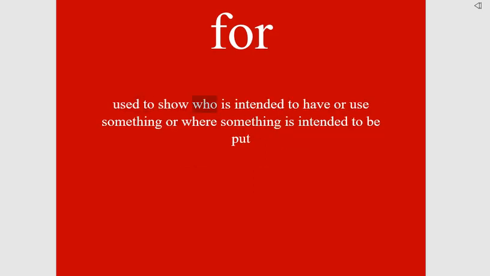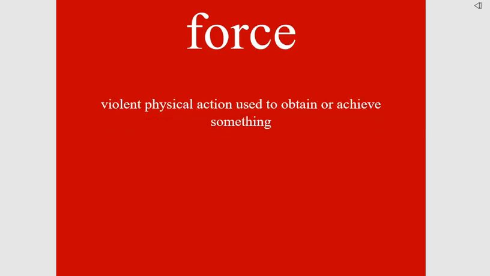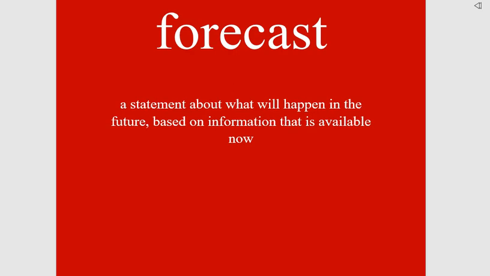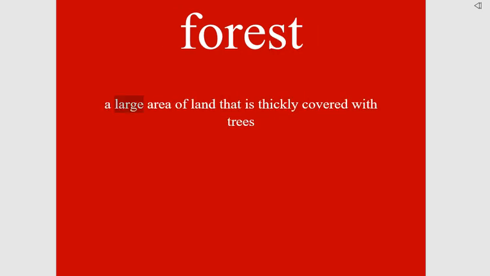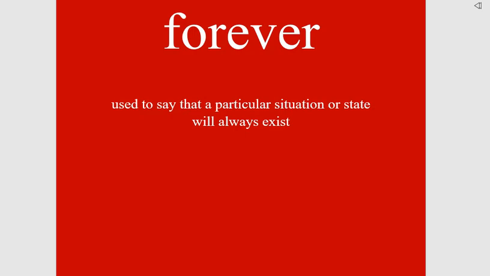For. Used to show who is intended to have or use something or where something is intended to be put. Force. Violent physical action used to obtain or achieve something. Forecast. A statement about what will happen in the future, based on information that is available now. Foreign. In or from a country that is not your own. Forest. A large area of land that is thickly covered with trees. Forever. Used to say that a particular situation or state will always exist.